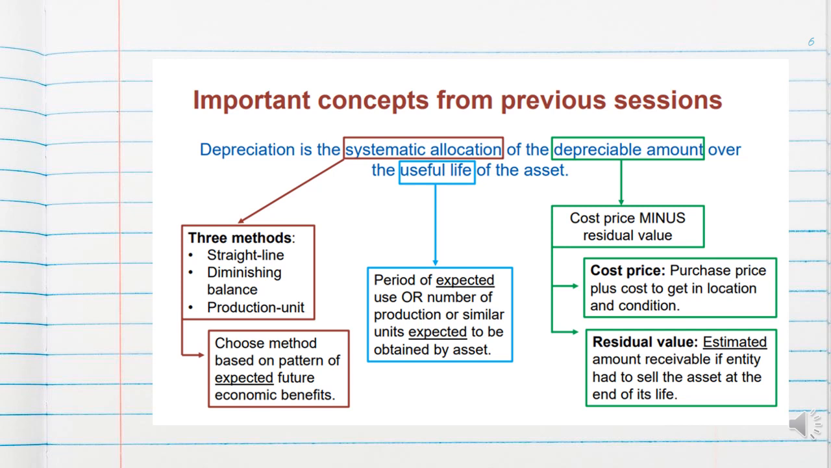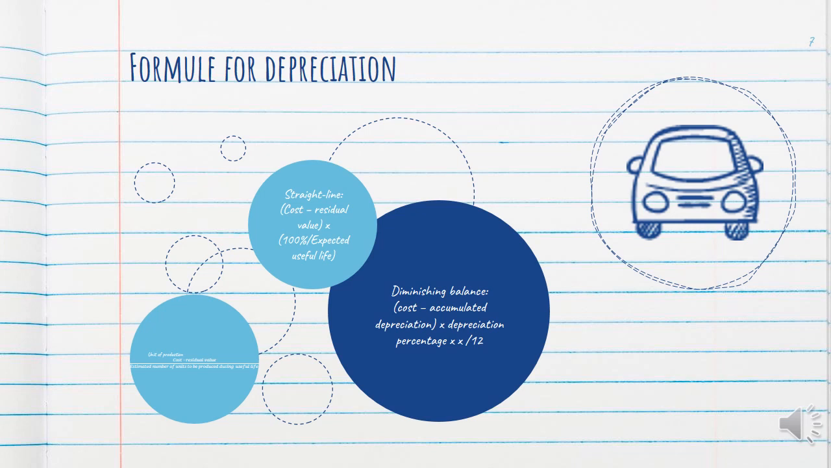And then of course useful life is just the period that is expected for the asset to be used by the business, or the amount of units that will be able to be used or made by the business from that asset. So over here, I have put the formula or the formulae for the depreciation and all the different methods.